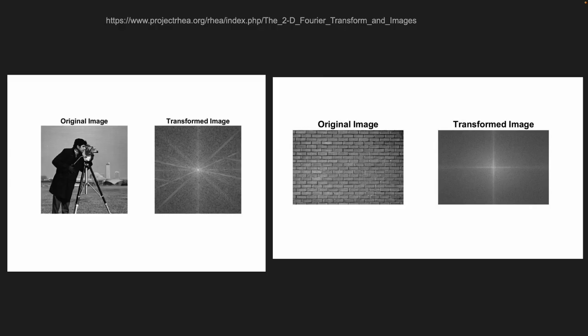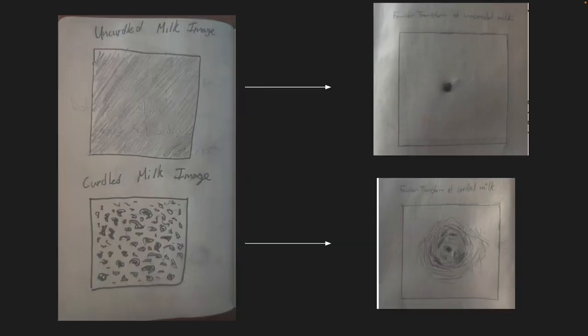In the image on the right, you can see lines in the brick occurring at steady spatial frequencies. This translates to the Fourier transform having more information in the vertical and horizontal axes. So for uncurdled milk, the substance is homogeneous and thus has little to no spatial frequencies, so we expected the Fourier transform to be a single point.